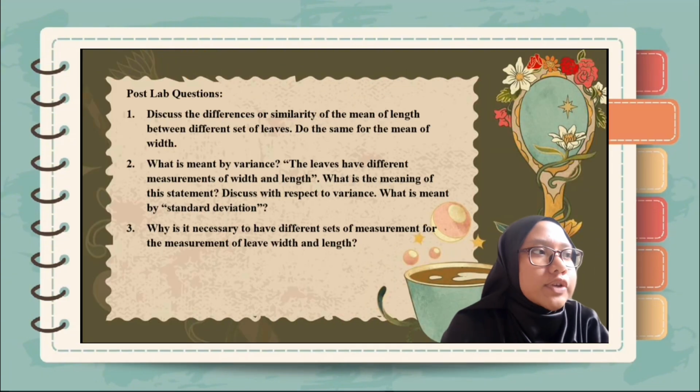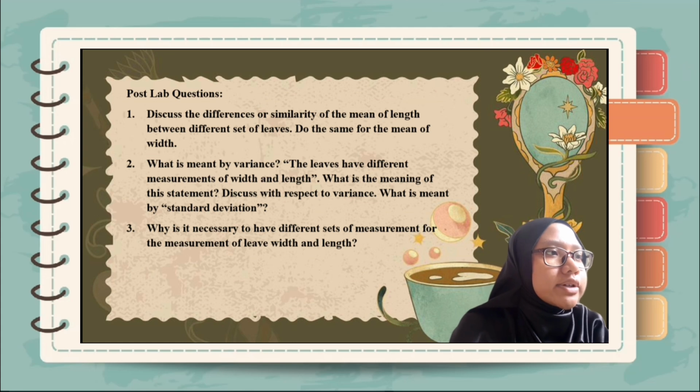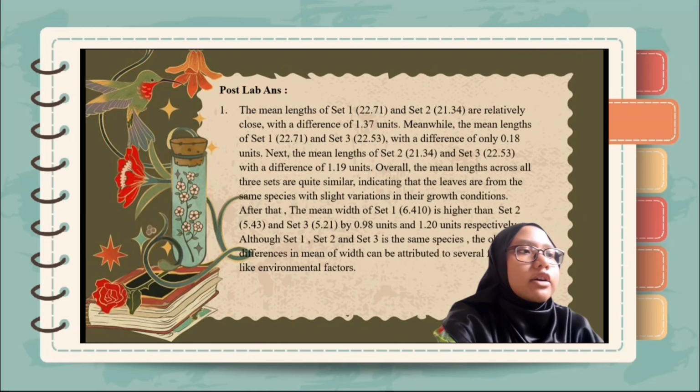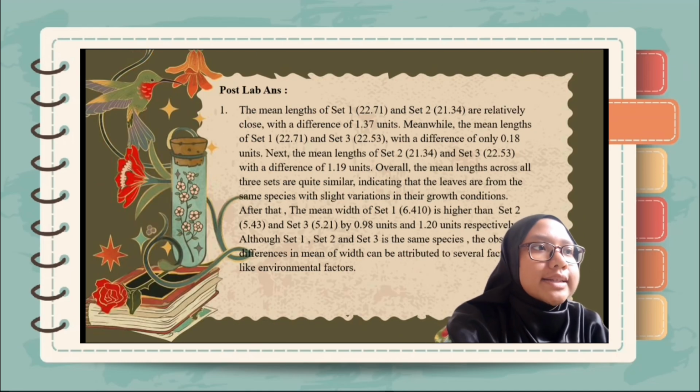For the post-lab question, the first one is: discuss the differences or similarity of the mean of length between different sets of leaves. Do the same for the mean of width. So for the answer, the mean length of set 1, which is 22.71, and set 2, which is 21.34, are relatively close, with a difference of 1.37 units.